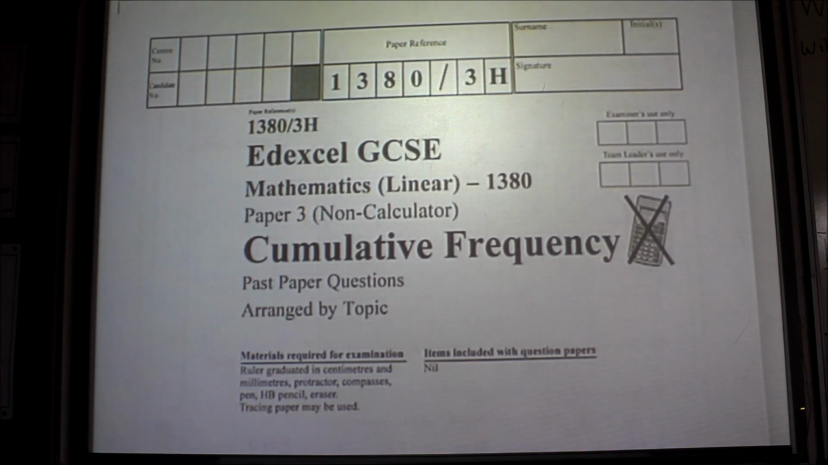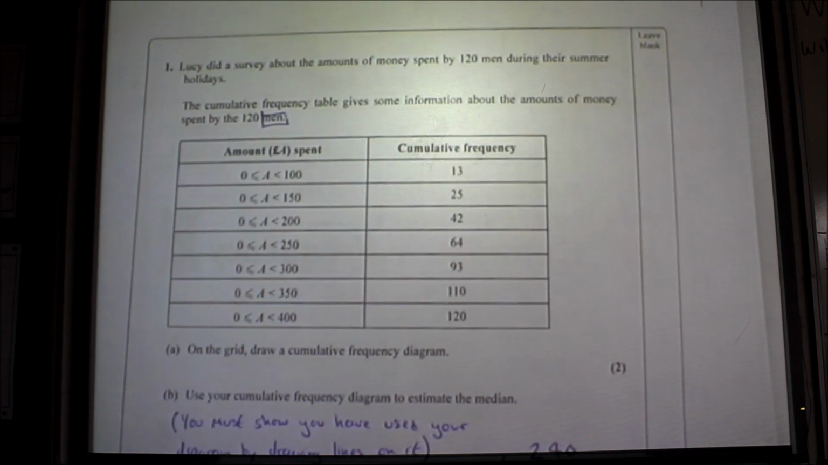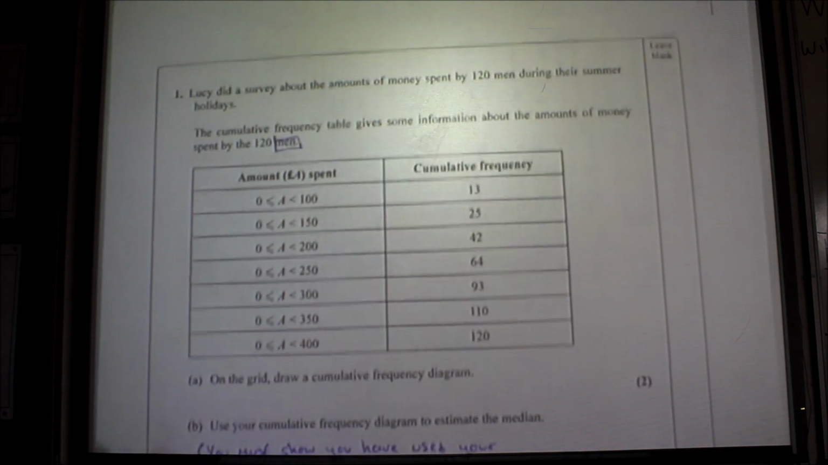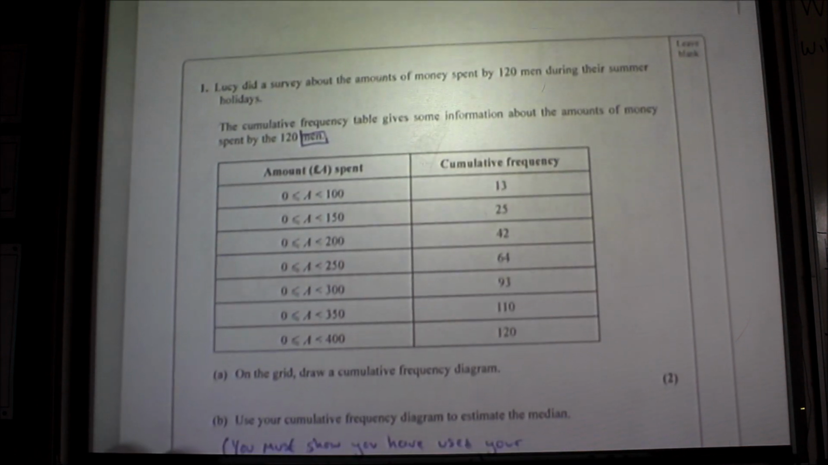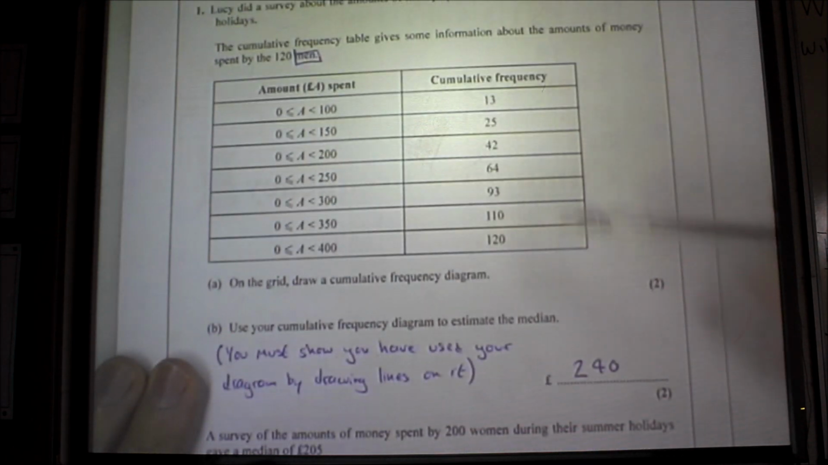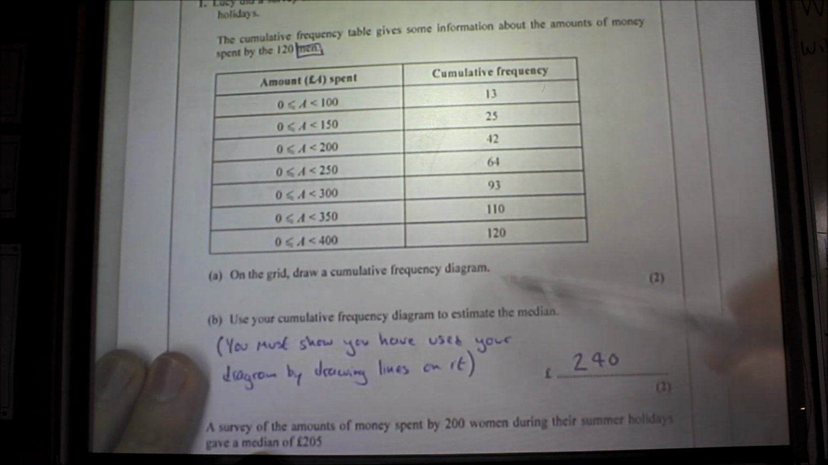Past exam questions on cumulative frequency. Question number 1. Lucy did a survey about the amounts of money spent by 120 men during their summer holiday. The cumulative frequency table gives some information about the amounts of money spent by 120 men. So there we go. On the grid, draw a cumulative frequency diagram.